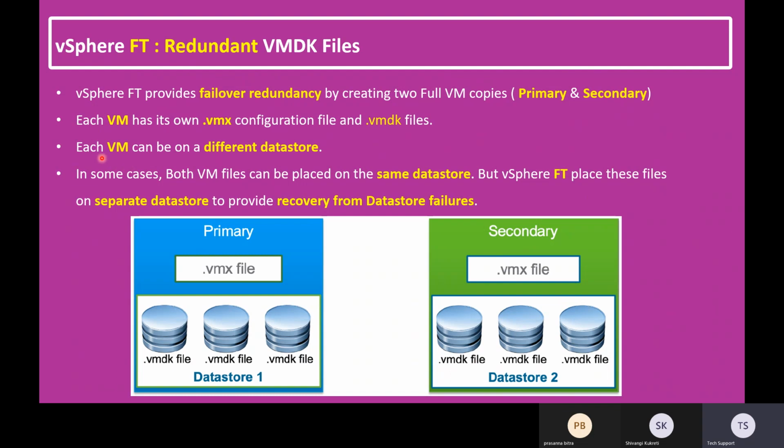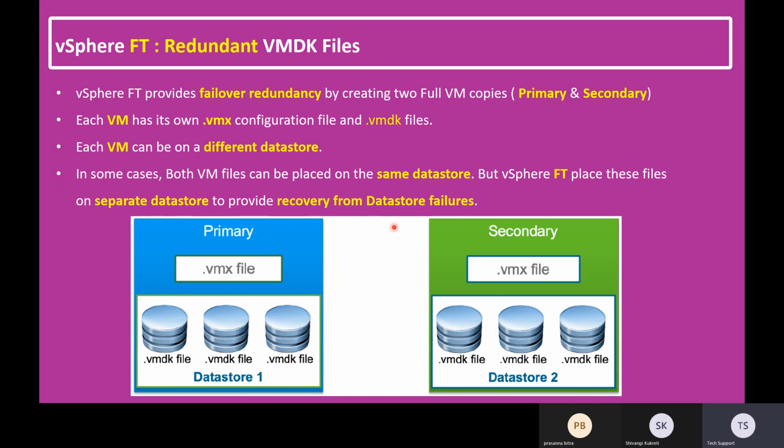The same point is highlighted in the third point: each VM can be on a different datastore. Why we need to create them on a different datastore is to avoid a datastore failure scenario. Suppose you prepared the secondary copy in the same datastore, and your datastore has some connectivity issues, immediately both VMs are down. To avoid that situation, VMware recommends, although in some cases both VM files can be placed on the same datastore, that vSphere FT places these VM files on a separate datastore. Even if you create the other copy on the same datastore, after some time FT will automatically move these files to a separate datastore to provide recovery from datastore failures.